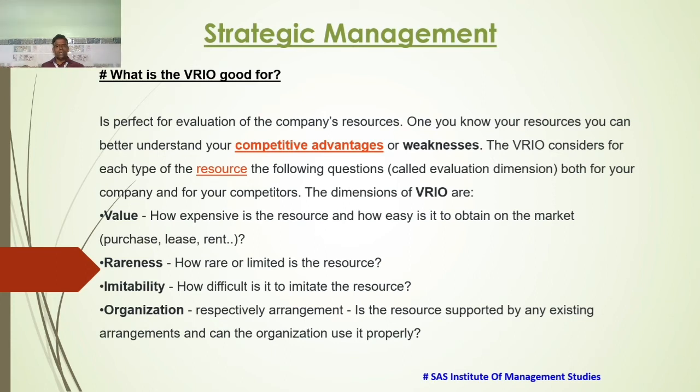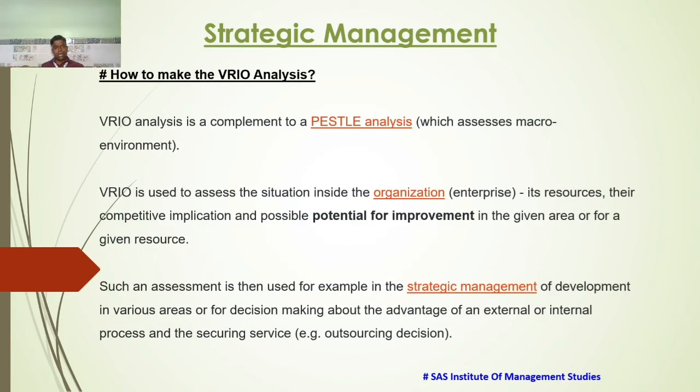Rareness. How rare or limited is the resource? Imitability. How difficult is it to imitate the resource? Then the organization. Respectively, arrangements. Is the resource supported by existing arrangements and can it be organized and used properly? So now we will discuss how to make the VRIO analysis.